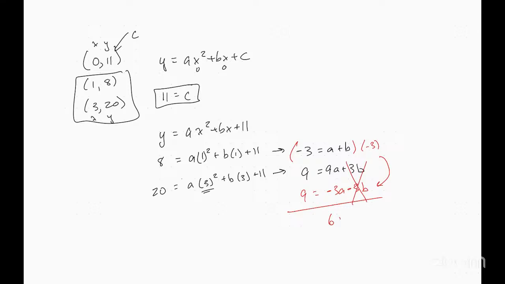So there's our a. So we have our c, we have our a, now we just need our b. So plug a back into this top equation, 3, right? So -3 equals 3 plus b. Subtract 3 from both sides, b equals -6. So my equation then, I can rewrite the equation y equals, what was a?